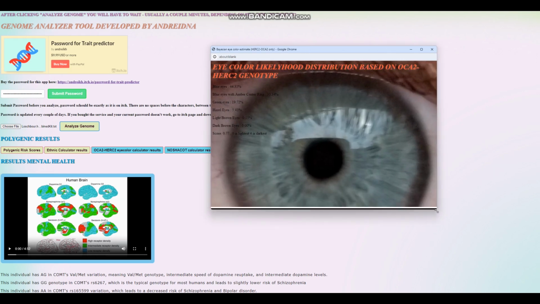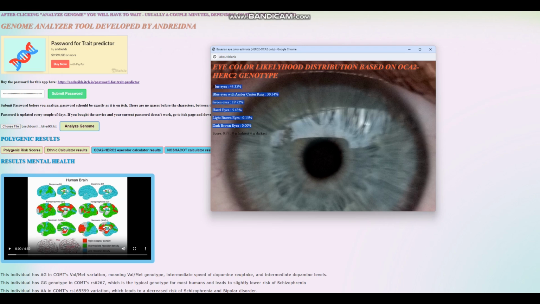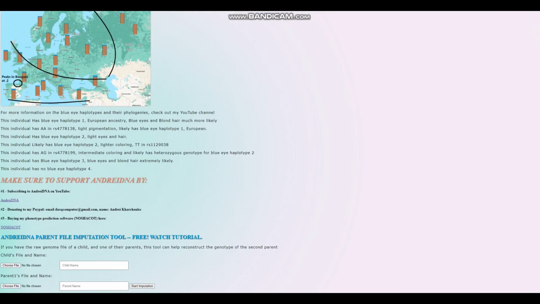First, we're going to start with the OCA2 and HERC2 eye color calculator. This basically attempts to calculate the eye color using only genotypes in the OCA2 and HERC2 region. And using this calculator, he is scoring 44% blue eyes, 30% blue eyes with an amber center, and the rest is really insignificant. The likelihood of brown eyes is less than 0.2% combined, so he definitely doesn't have any kind of brown eyes. But that is if you only take into account the OCA2 and HERC2 genes. So if you take into account OCA2 and HERC2, he's definitely very light.